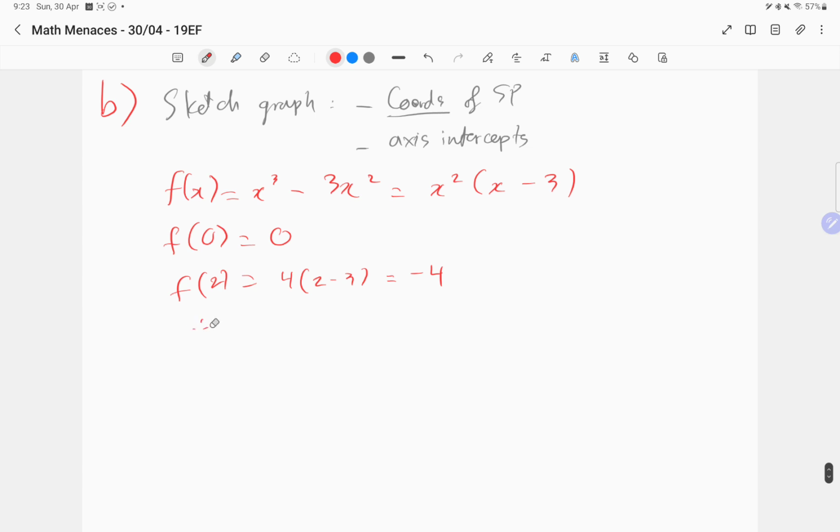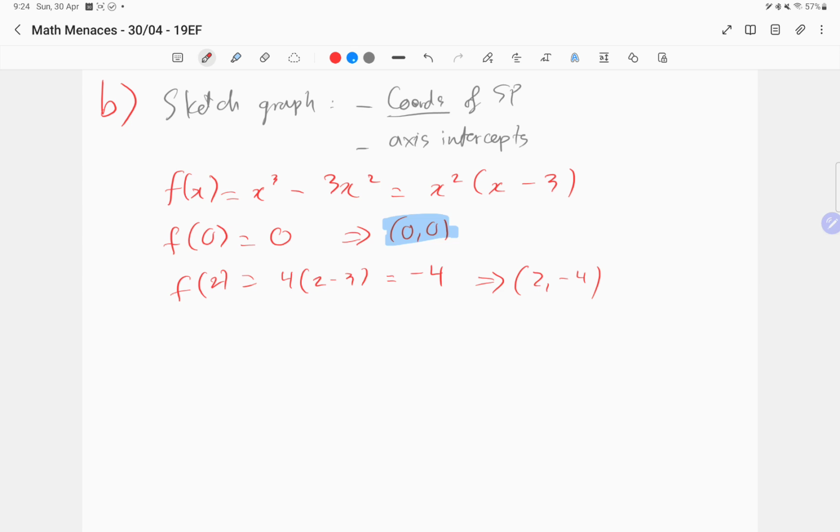Okay, so I have the two turning points. This one gives me 0, 0. If you have done enough questions, I don't even bother working out the y-intercept, because this is the y-intercept. Any graph that goes through 0, 0, that point is both the x and the y-intercept, because it's the origin, the only point on both the x and the y-axis. And this one gives me 2, negative 4.